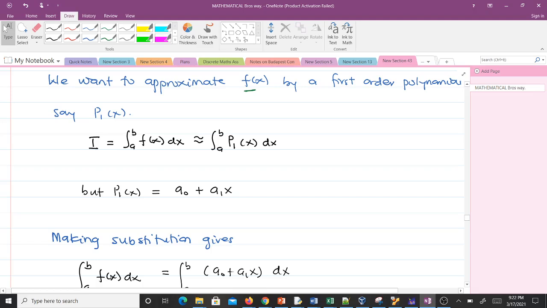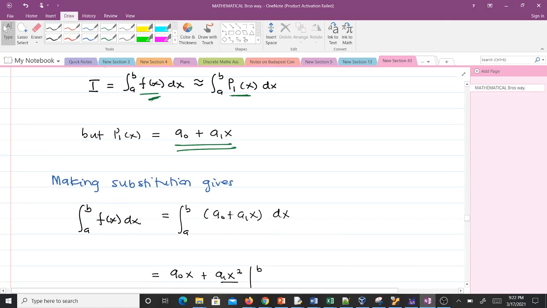All right, so that means this here we are approximating it by this. So you can see the only difference here is the integrand. We are approximating it by a first order polynomial, which we are calling p1 of x. So since p1 of x is a first order polynomial, it is given of this form. I hope you remember from your interpolation. Okay, alright, so making substitution, then we are going to have the integral from a to b f of x dx will be equal to the integral from a to b. Now p1 of x is what? a0 plus a1x dx.